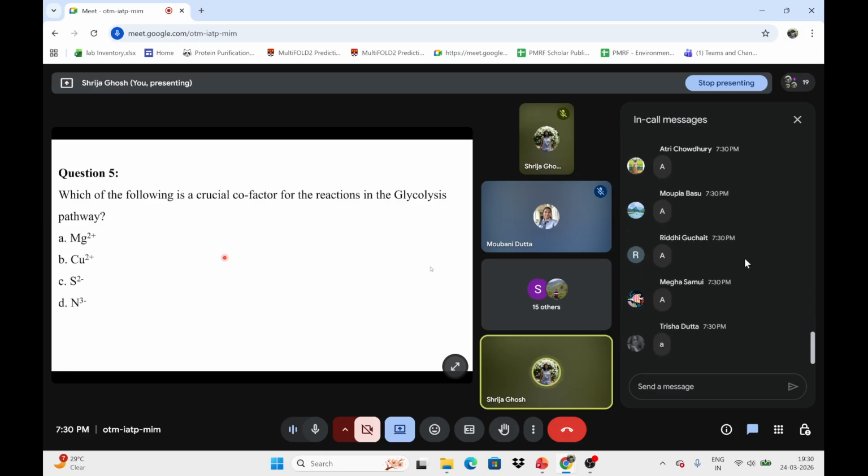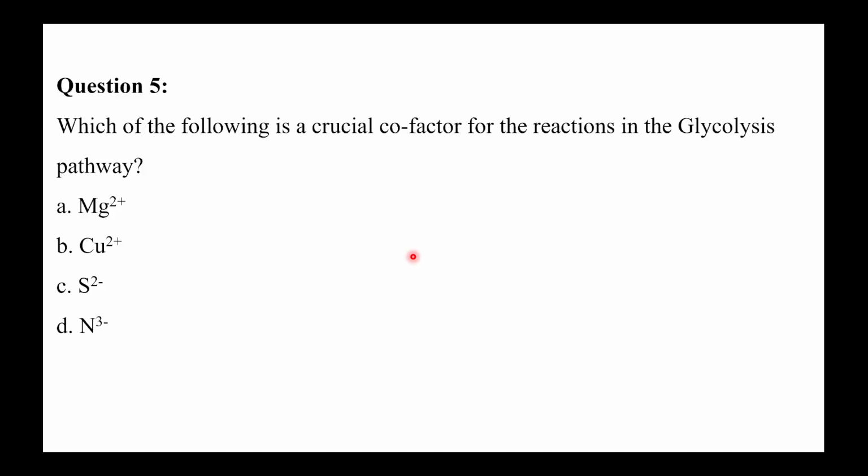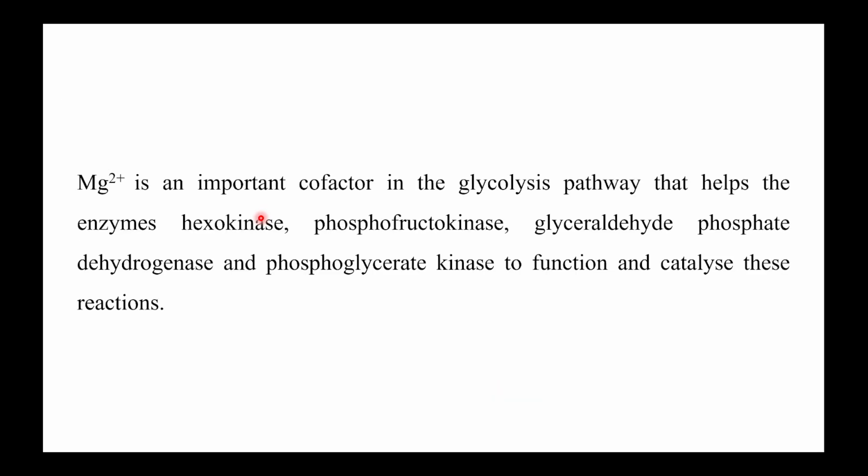Okay, all of them are option A, so there's no discrepancy here. So option A, that is Mg2 plus, is the correct answer. All of you who are answering option A, that is correct. Mg2 plus is an important cofactor in glycolysis that helps the enzymes hexokinase, phosphofructokinase, glyceraldehyde phosphate dehydrogenase, and phosphoglycerate kinase to function and catalyze these reactions.